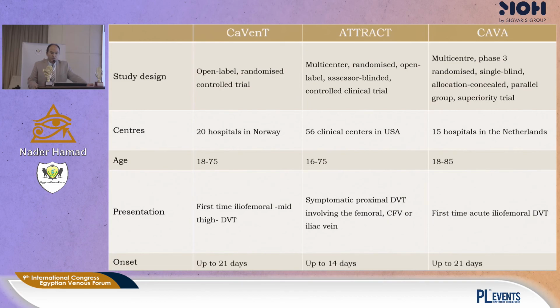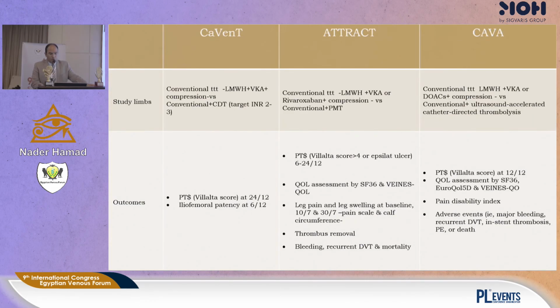The CAVA trial was done in the Netherlands and included older patients, and included patients up to 14 days of symptoms and 21 days to start the lysis. I will not go through all the details of these trials, but I want to highlight that all of them adopted the Villalta score as the primary outcome to assess post-thrombotic syndrome, which seemed at the beginning a valid outcome.